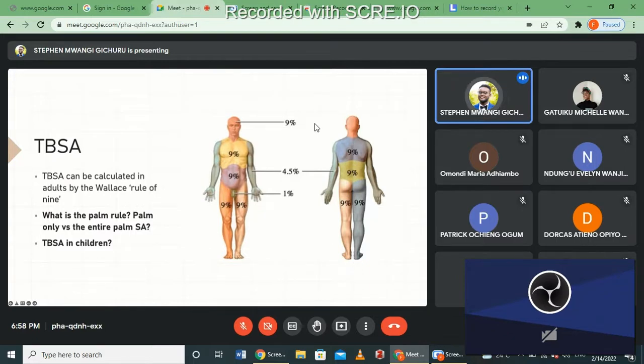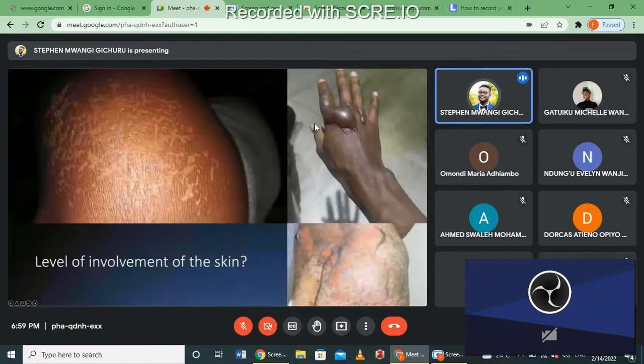So what do we use for children? I don't know. Okay. So for children, you'll find that when you go to Kenyatta and even in internship centers, they tend to now use the Lund and Browder charts. You'll find them in most outpatient areas, so that they can tell you for what age group what the total body surface area is. So go check out that chart that I'm talking about.